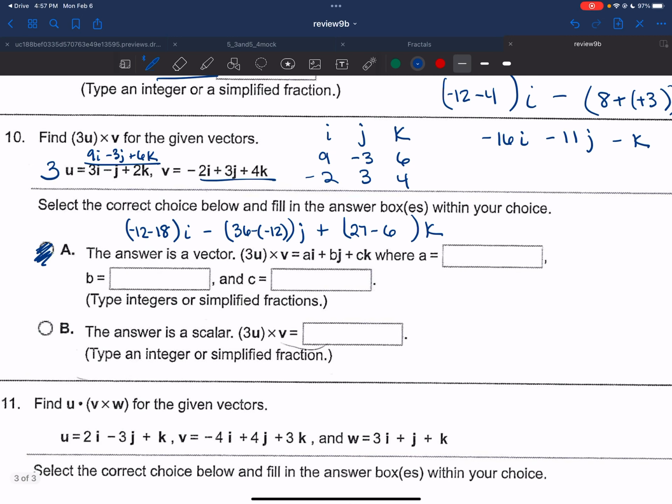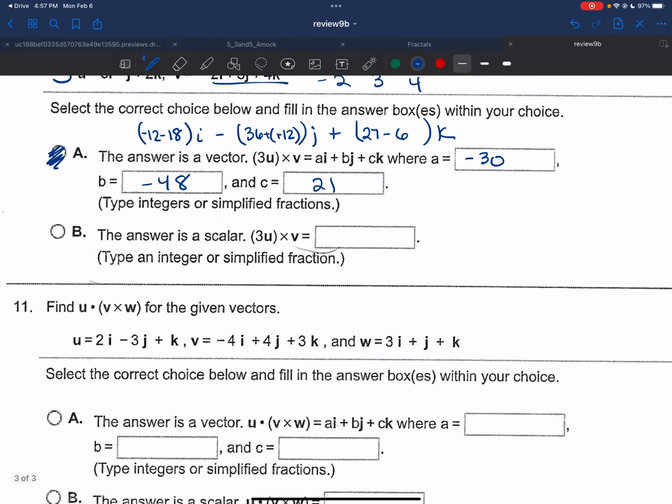So -12 and -18 gives me -30. Here I have 36 plus 12. That's going to be 48, so minus 48. And then 27 minus 6 gives me 21.